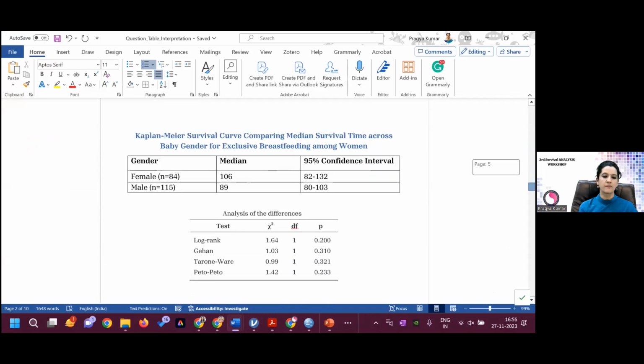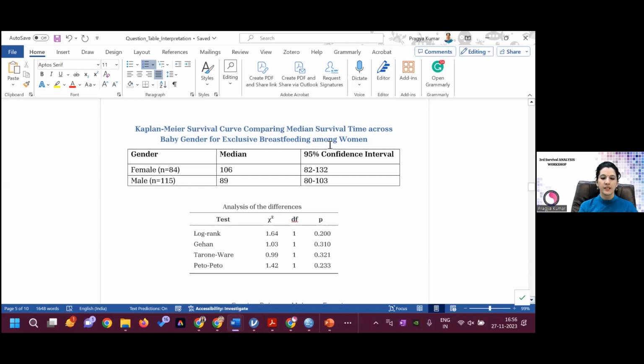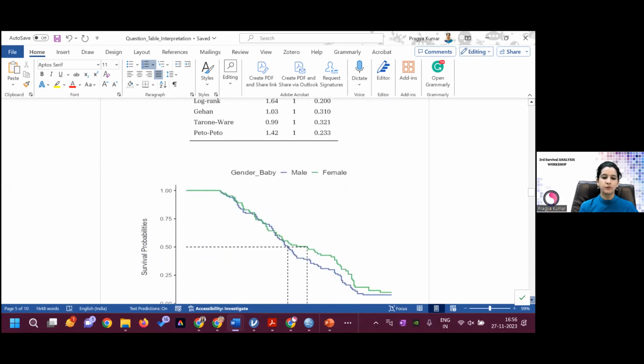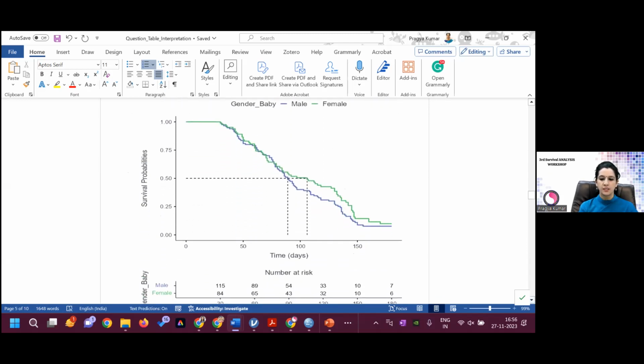Yes, this one. This is the Kaplan-Meier curve for median survival time. So the median, if I compare it across gender, is 106 and 89. These were the various tests and statistical reports, although we have pasted all 4, only one is needed, but log rank is the most commonly done. Here, you will express the 95% confidence interval, and then you will show the graph here and the risk set.